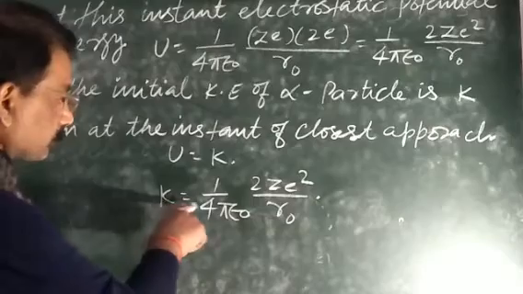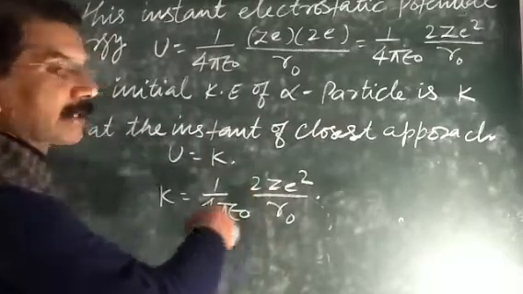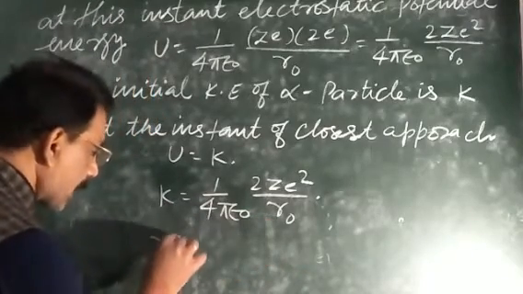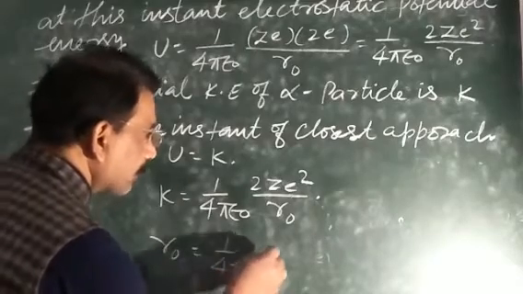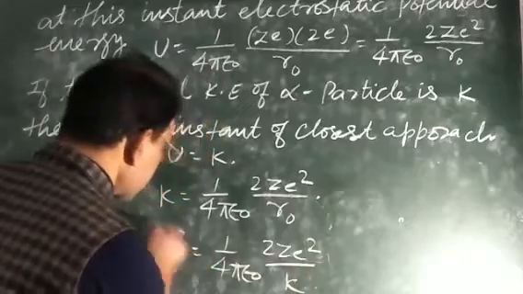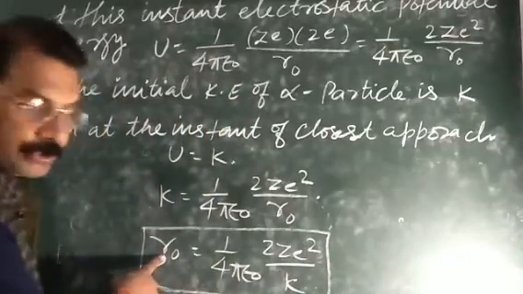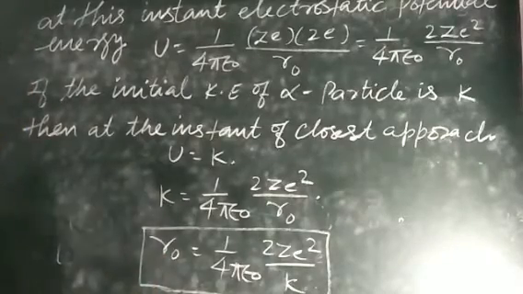At the distance of closest approach, पूरा का पूरा उसका काइनेटिक एनर्जी किसमें बदल जाएगी? इलेक्ट्रोस्टैटिक पोटेंशियल एनर्जी में. And from here you can say r0 is equal to 1/4 pi epsilon naught 2 Ze square upon k. And in this way you can find out the distance of the closest approach, means you can find the size of the nucleus.